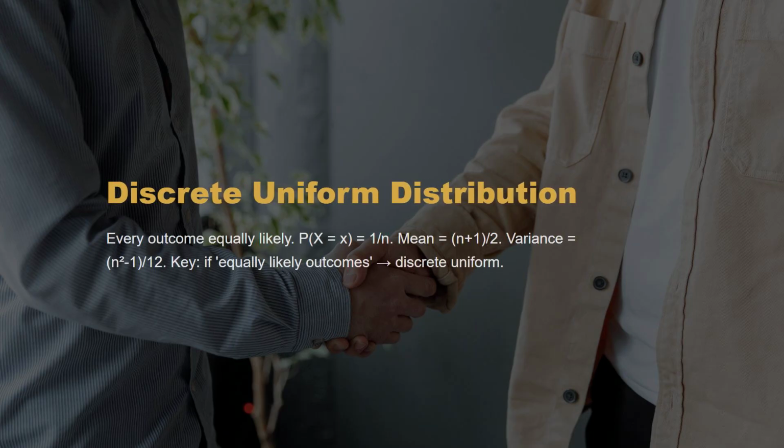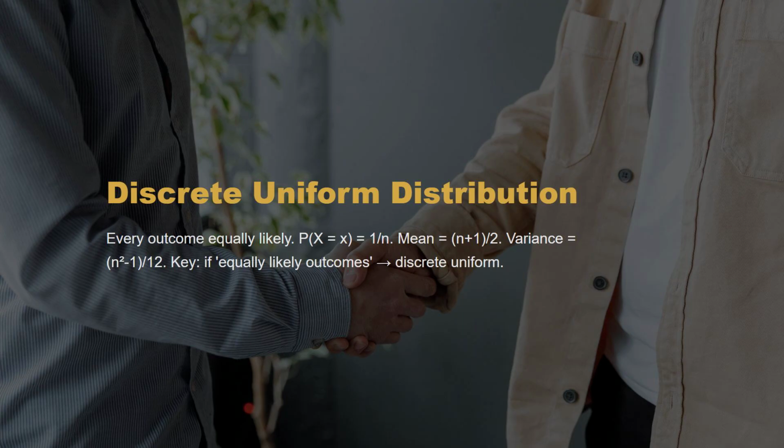A discrete uniform distribution assigns equal probability to every possible outcome. If you roll a fair die, each face has probability 1/6. That is discrete uniform with 6 outcomes. The probability of any single outcome is 1 divided by n, where n is the number of equally likely outcomes.